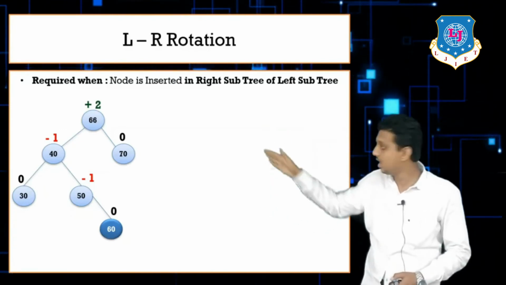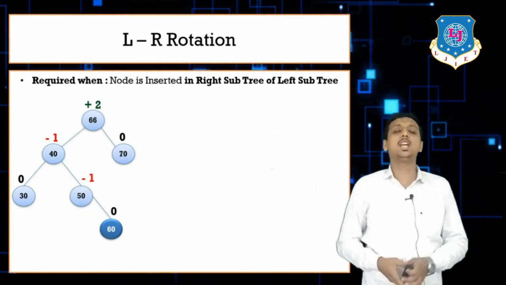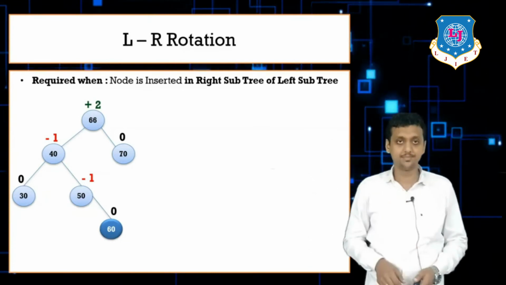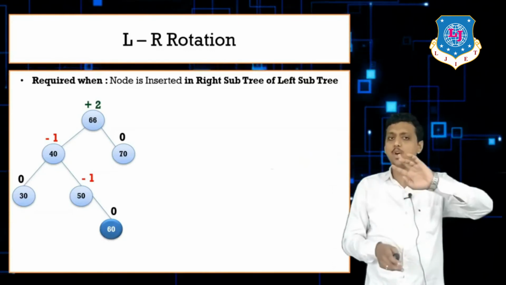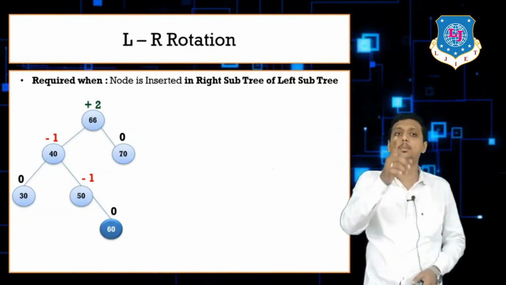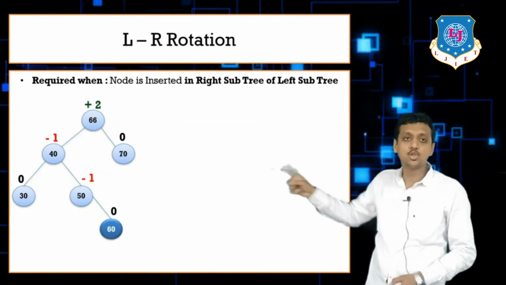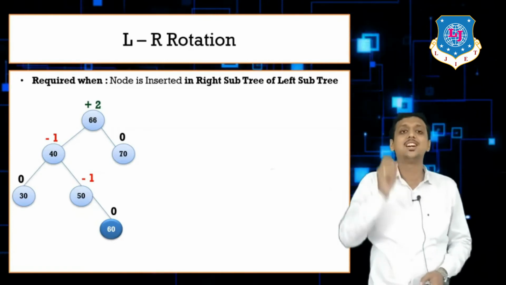where we are inserting our value, is heavy. Right subtree of the left subtree is heavy. So when you find a plus 2, minus 1 situation, you need to apply LR rotation. First, see, this is the right heavy portion. The node 40 is right heavy.